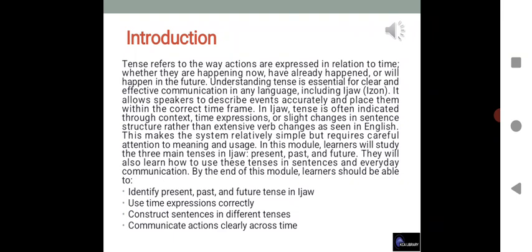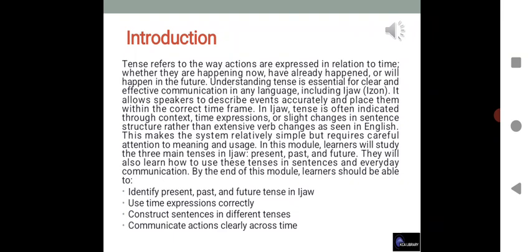This makes the system relatively straightforward, but it also requires learners to pay close attention to contextual clues in order to interpret meaning correctly. This module introduces learners to the three main tenses in Ijaw: present, past, and future. It also focuses on how these tenses are used in sentences and everyday communication to express time-related actions clearly and effectively. By the end of this module, learners should be able to identify present, past, and future tense in Ijaw.